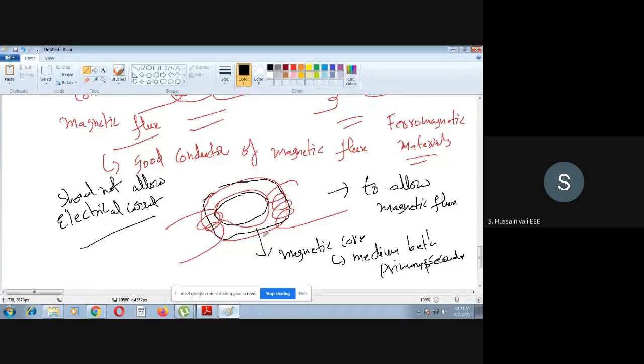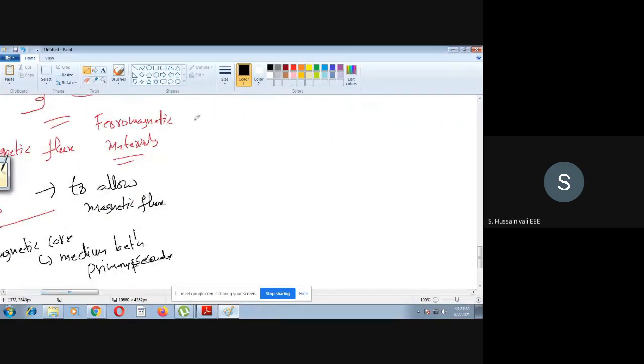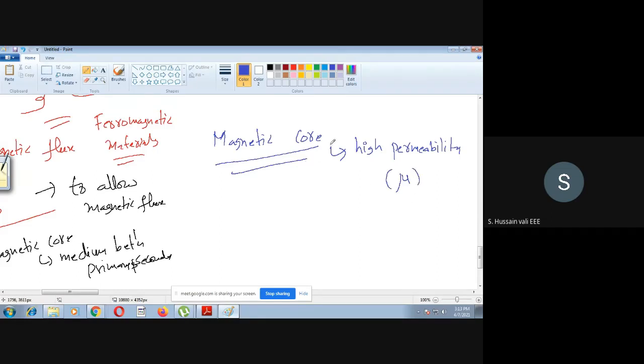Okay, so I will write here the magnetic core. What is the magnetic core? The magnetic core is the medium between primary and secondary. So it should have high permeability. I hope you might have known, it is generally represented with the symbol mu. So that magnetic core should have high permeability. Generally the materials having high permeability are ferromagnetic materials. They have very high permeability.